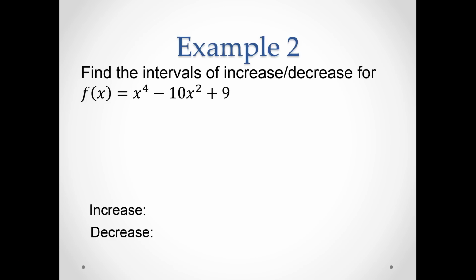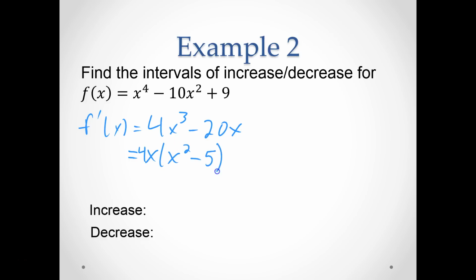All right, welcome back. Let's see what happens with our first derivative. So our first derivative is 4x cubed minus 20x. And the plus 9, the derivative of that's just 0. So 4x cubed minus 20x, I can factor an x out of that. It's even a 4x. 4x times x squared minus 5.